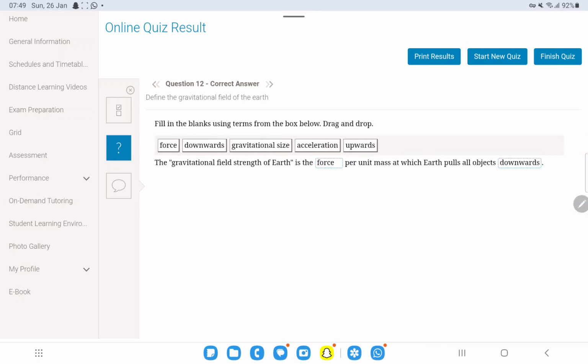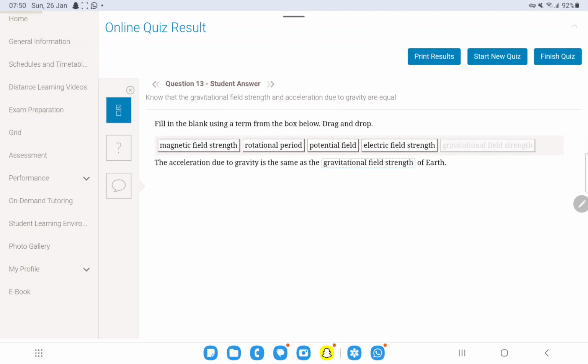The gravitational field strength of Earth is the force per unit mass at which the Earth pulls all objects downwards. You have to memorize this definition. Gravitational field strength is the force that pulls objects downwards towards the center of the Earth. The acceleration due to gravity is the same as the gravitational field strength. They are the same thing.